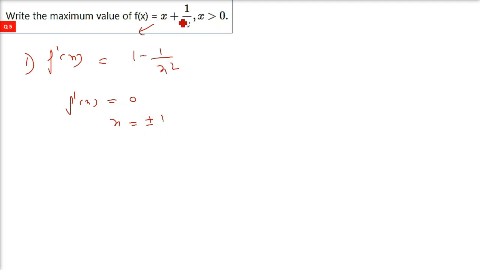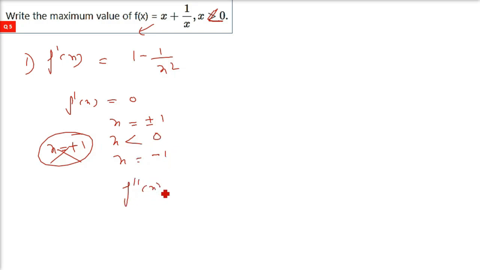So x is greater than 0, that means you cannot, no, it's not x greater than 0. Oh, there is a slight mistake in the question. x is less than 0. x is less than 0, because the previous question and this question will be similar. Okay, so there is a slight change here. I'm just apologizing for that. x is less than 0. So x is less than 0, we cannot take x equal to plus 1, we have to take x equals to negative 1 for that.